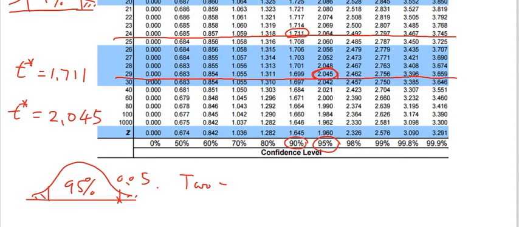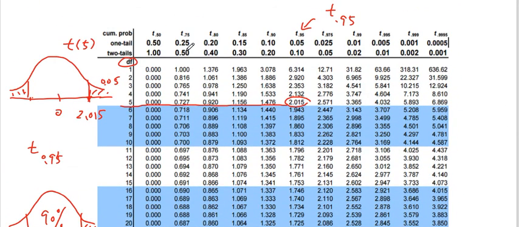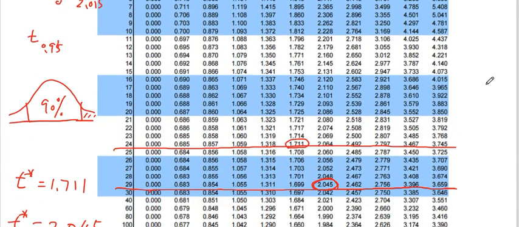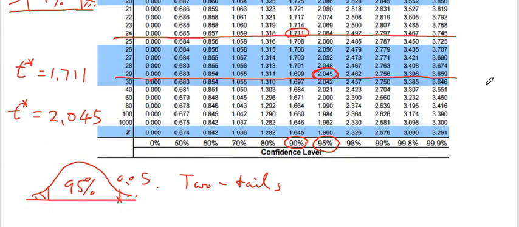So here the one tail is 0.025, right? But in this case, it seems we just check a two tail. So like here is 95, then outside two tail is 0.05. So we can check 0.05. So this is two tail 0.05, right? So we know we get the same column, same number. Okay, so let's say that T star equals 2.045.